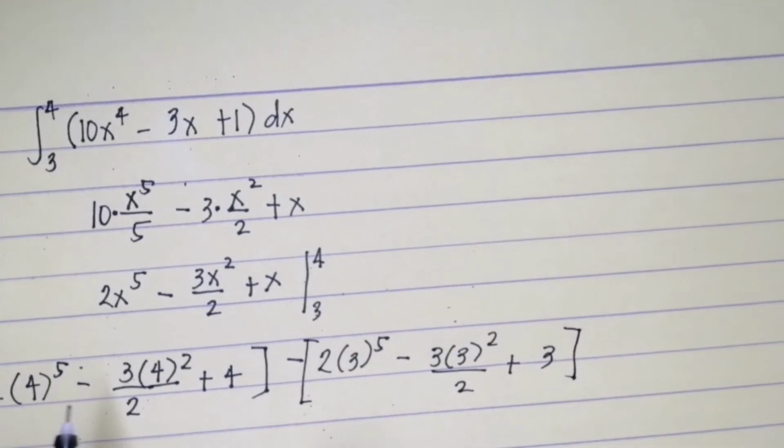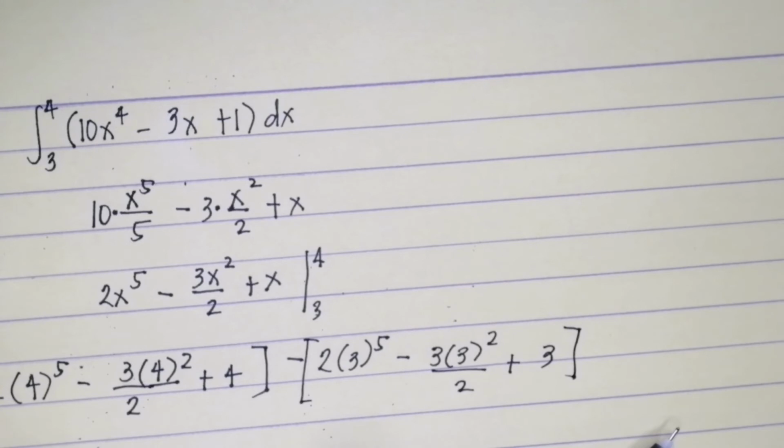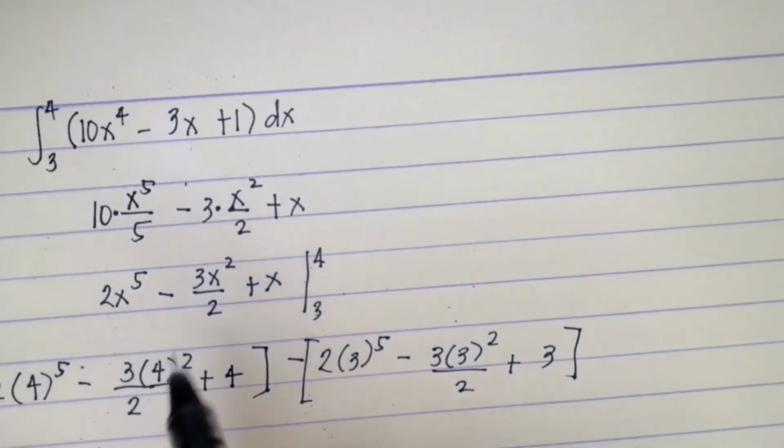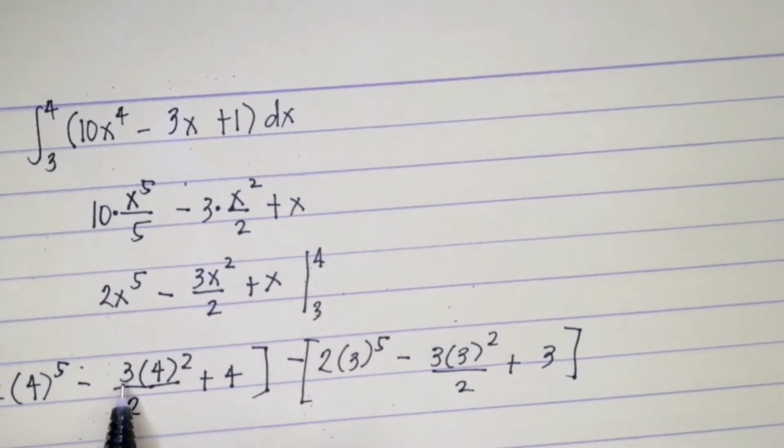We have 2 times 4 raised to 5. And 4 raised to 5, 4 times 4, 16 times 4, 64 times 4, 256 times 4. That would give us 1,024. We have 1,024 minus 3 times 4 squared. Hindi natin i-multiply agad-agad si 3 and 4. We still have to simplify first 4. So, we have 4 squared. Okay, that is 16. 16 times 3 is 48 over 2 plus 4. I-enclose sa parenthesis.